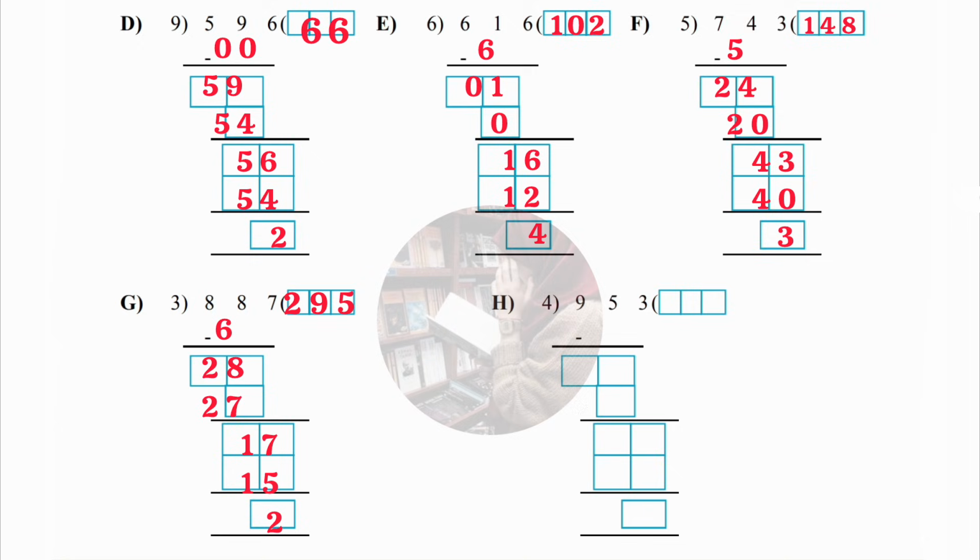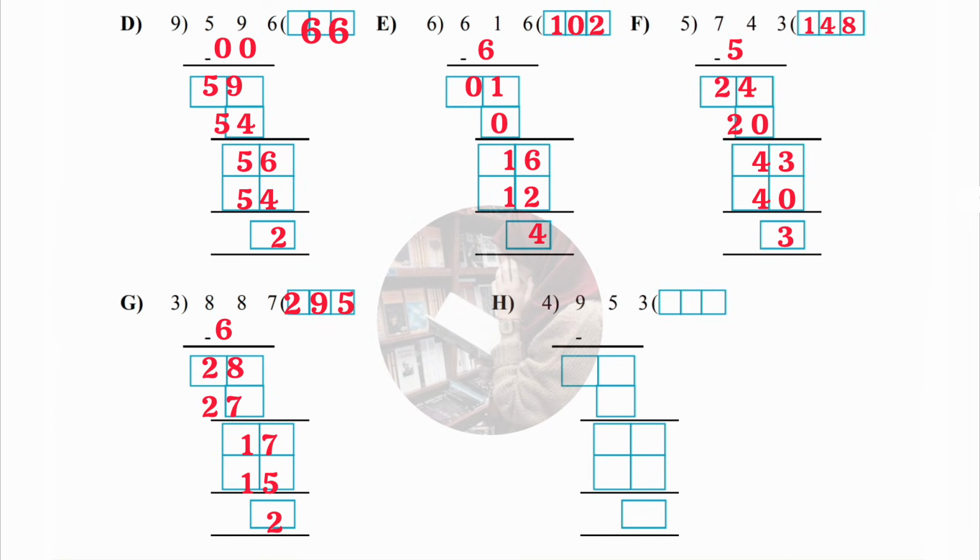So 3 to 6, okay, 2 will be left, 8 will come down, it will become 28. Then 3 9s 27, 1 will be left, 7 will come down, it will become 17. Then 3 5s 15, 2 is the remainder.